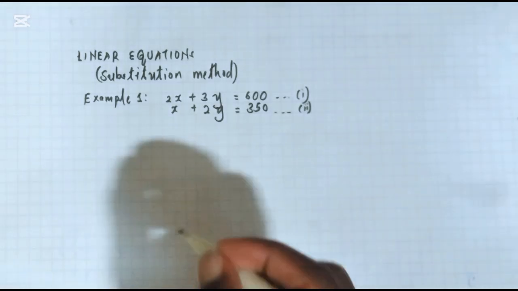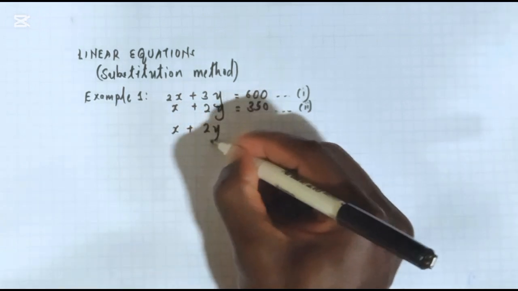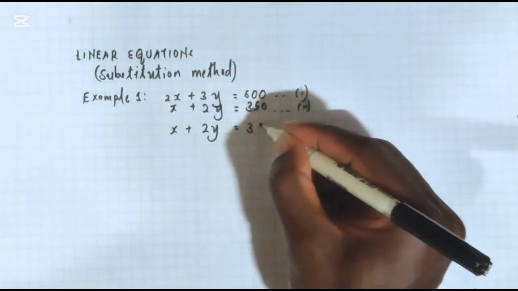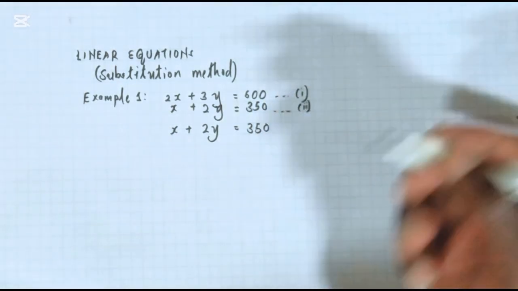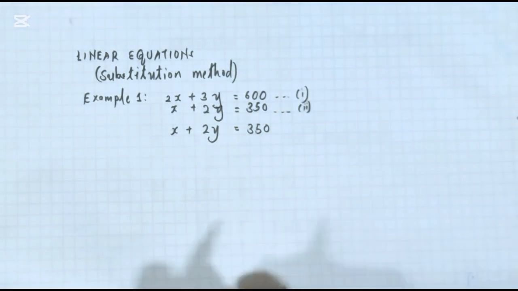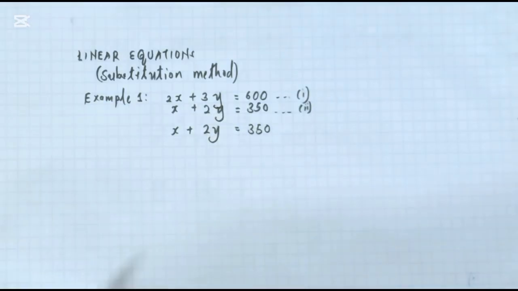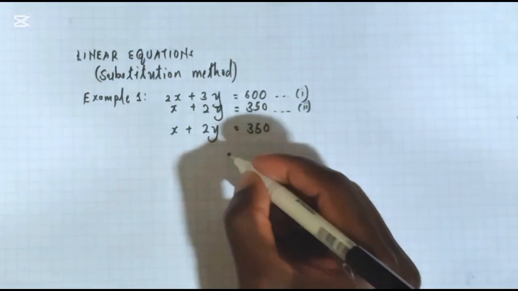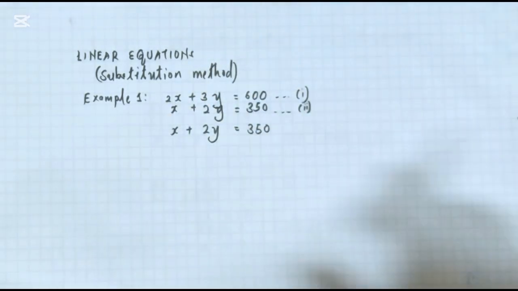With equation 2, I'm going to pull it out. We have x plus 2y being equal to 350. That is what we have in equation 2. In this equation, I want to make x the subject of the formula. To make x the subject of the formula basically means that I'm going to have x equal to the rest.